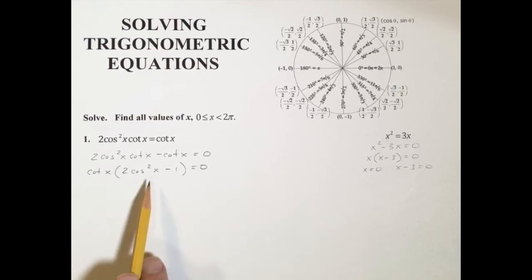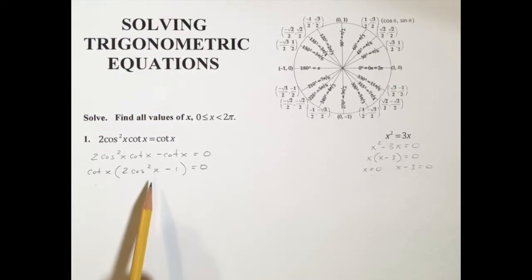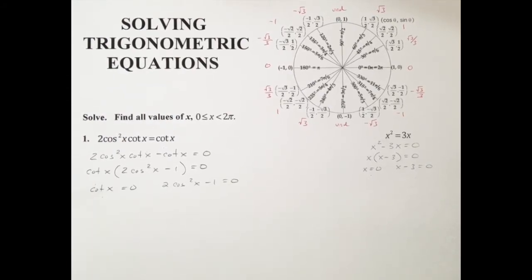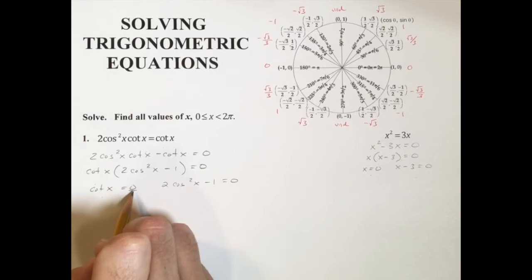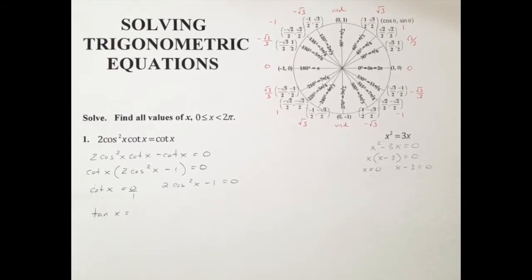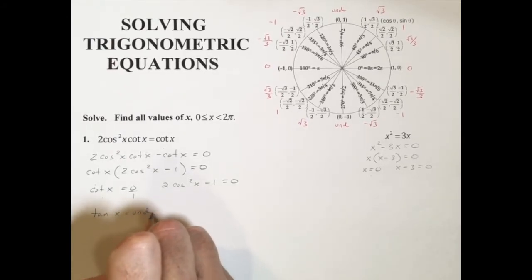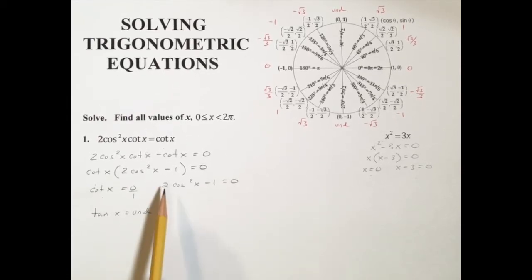We now have 2 factors that multiply to make 0, so I'll set this factor equal to 0, and I'll set this factor equal to 0. Now, cotangent of x is not one of our primary trig functions, so I'm going to rewrite this. If cotangent of x equals 0, well, that means cotangent of x equals 0 over 1. Tangent of x would be the reciprocal of that, and the reciprocal of 0 over 1 is 1 over 0, or undefined. To solve this equation, I'll add 1 to both sides, and I'll also divide by 2 on each side.